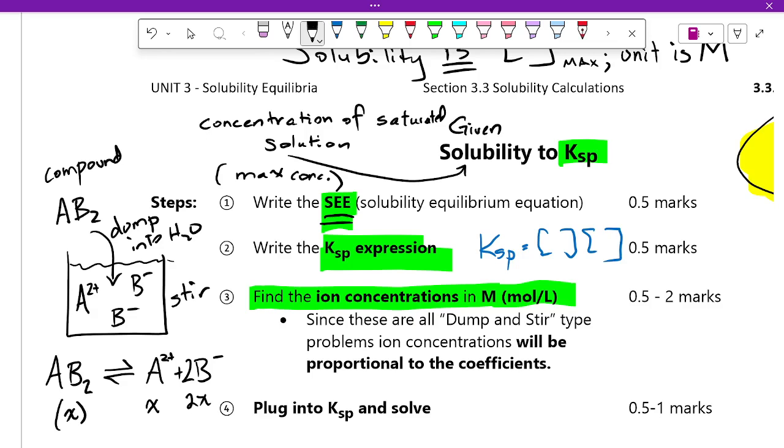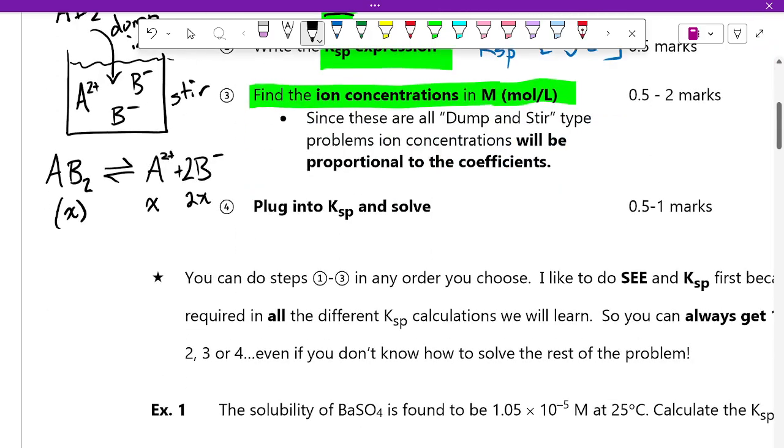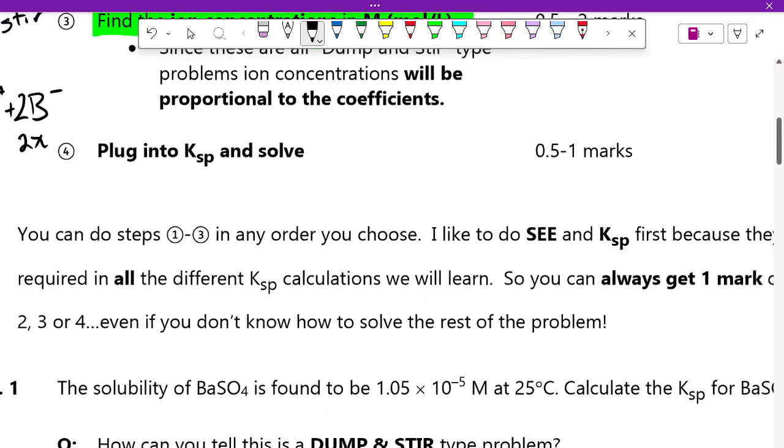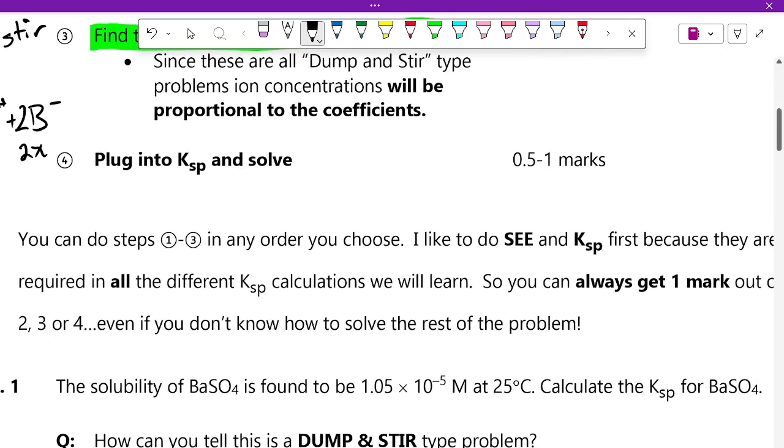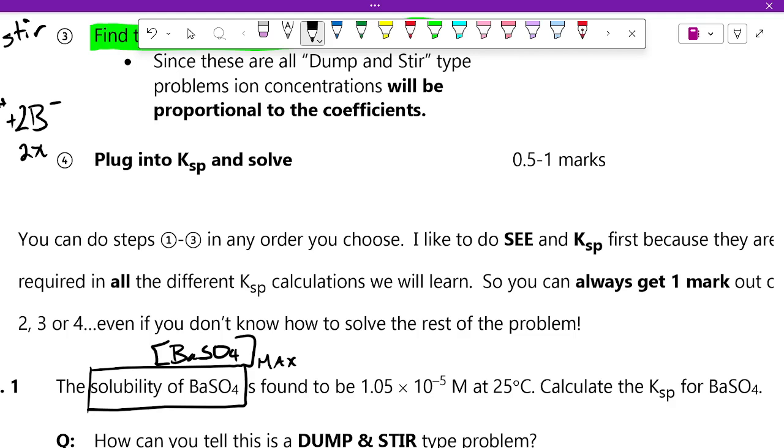So you're going to find the ion concentrations, you're going to plug them into KSP, and you are going to solve them. So let's take a look at this. The solubility of BaSO4, remember that means the maximum concentration of BaSO4, is found to be 1.05 times 10 to the negative 5 molar. Calculate the KSP for barium sulfate.